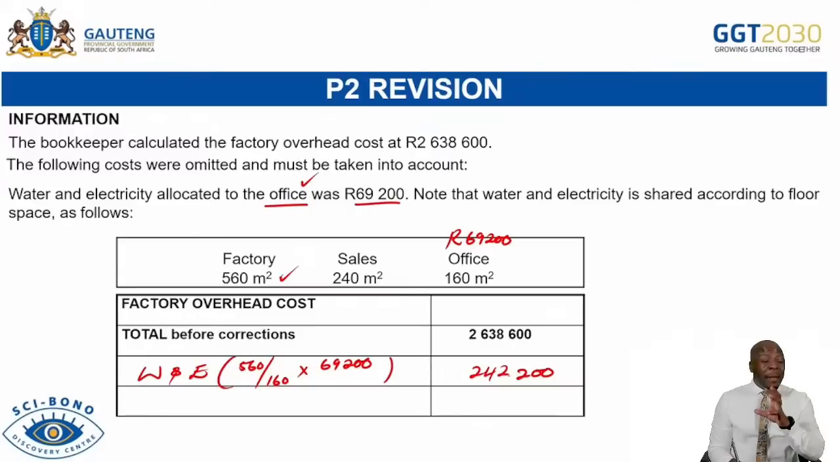So the examiner can play around with this one. The wording of the examiner is very important. How he uses his words. You must read into the words. Water and electricity allocated to the office. But what we want is the factory. Okay. So let's go on to the next one.